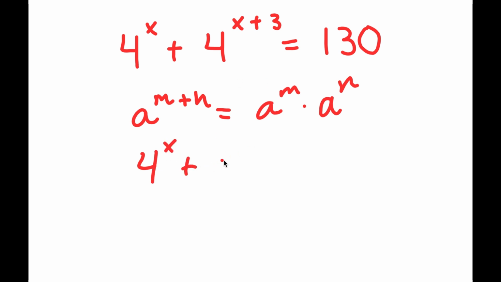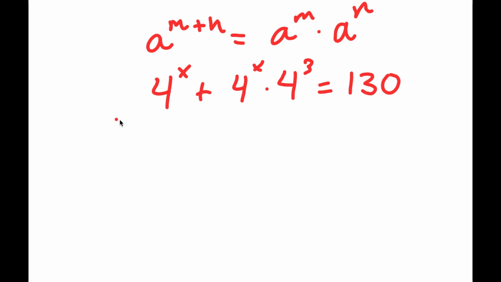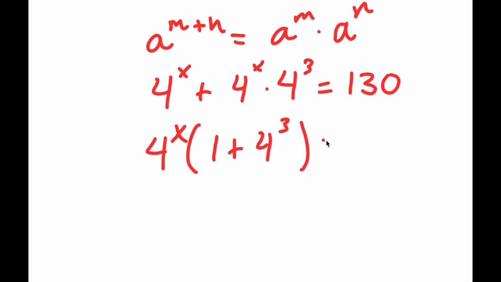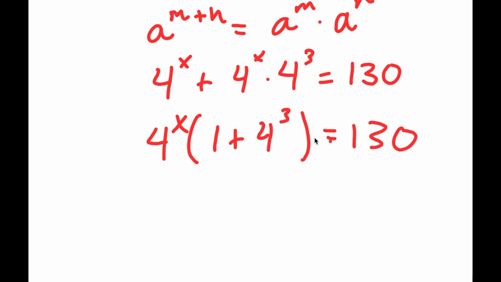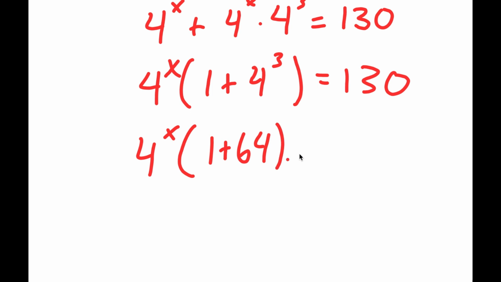So 4^(x+3) is going to equal 4^x times 4^3, which is equal to 130. And now, if I factor out 4^x, I get 4^x times (1 + 4^3) is equal to 130. And 4^3 is going to equal 64. So I have 4^x times (1 + 64) is equal to 130.